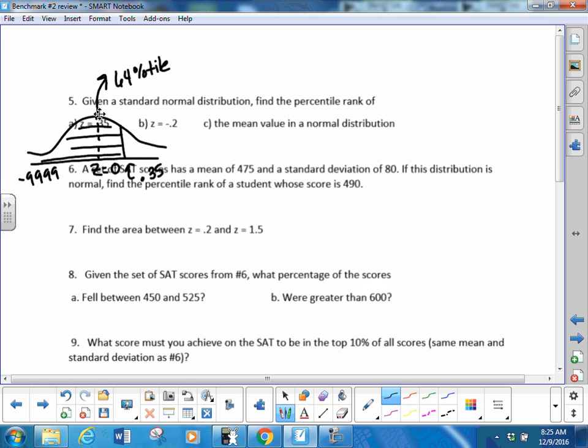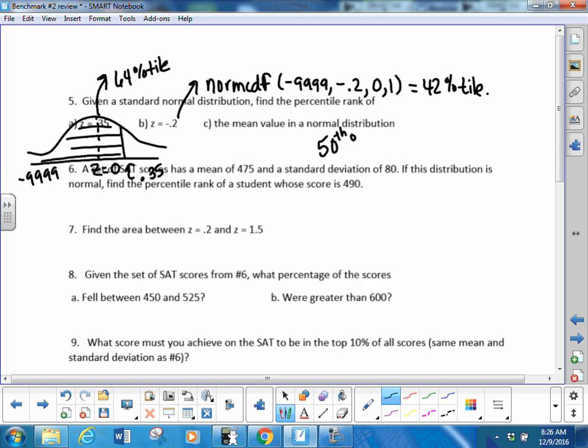If we do the same thing for B, I'm going to come up here, we'll go normal CDF, -9999 to -0.2, 0 and 1, and I got the 42nd percentile. For C, what would the percentile be if you're actually on the mean value? What would it be? 50. Awesome. You can crunch that number, but you should know that.